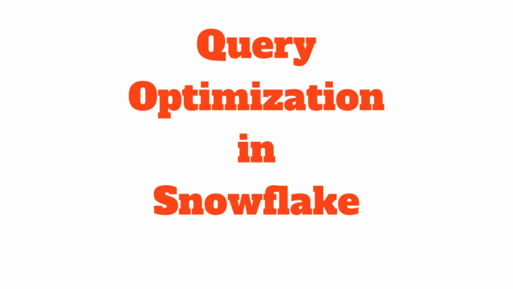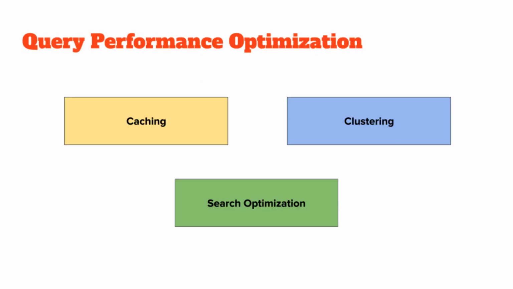In this video lesson, we'll look at query optimization in Snowflake. Snowflake processes extensive data through queries. To ensure swift query execution, optimization techniques come into play, and Snowflake employs various strategies for this purpose. We will explore three query optimization techniques: caching, clustering, and search optimization.